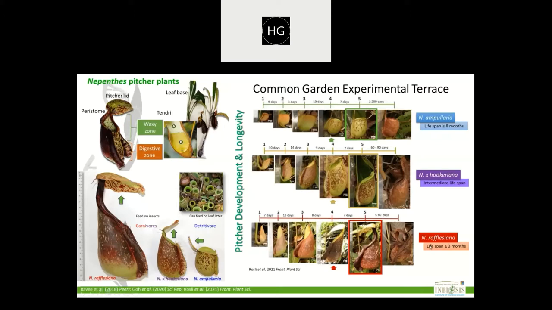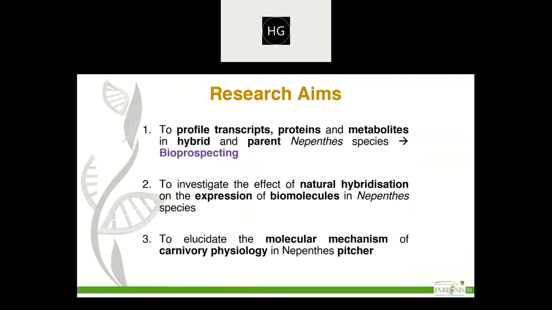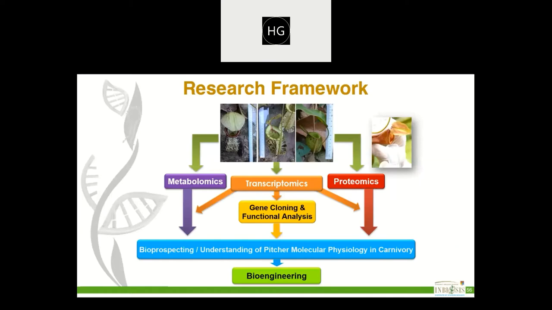So our aim is to bioprospect, to study the effect of natural hybridization on the expression of biomolecules, and to try to elucidate the molecular mechanism of carnivore physiology in the pitcher. So this is our research framework, following the one introduced just now.